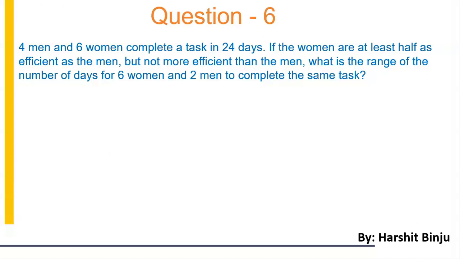Okay, so let's say that the efficiency of men, or the rate at which men are working, is small m, and the rate at which women are working is anywhere between, let me write this in the form of an inequality, m by 2 to m, because it says at least half, that means equal to or greater than, but not more than, which means also at most, that is it cannot be greater than m, but it can be less than or equal to m. So this satisfies.